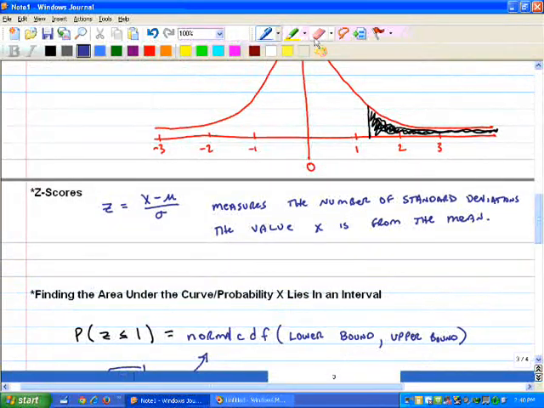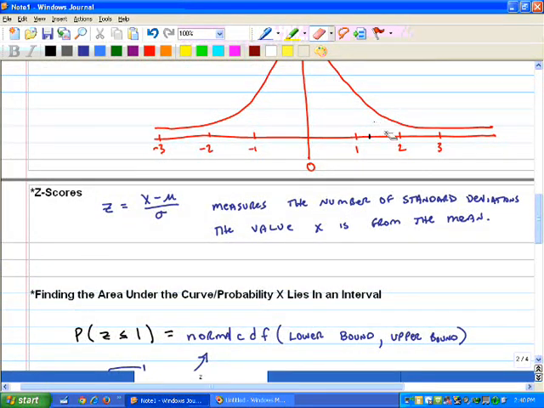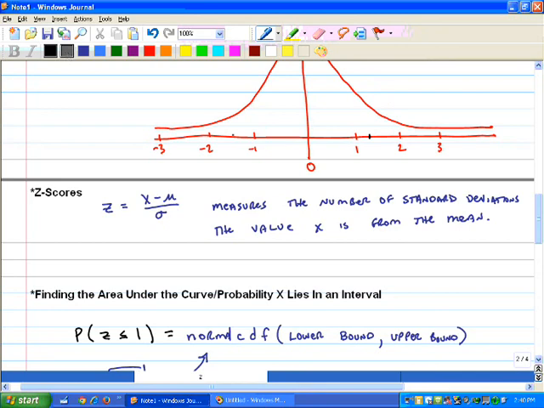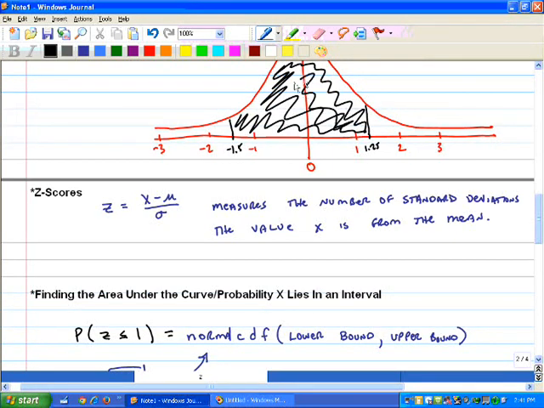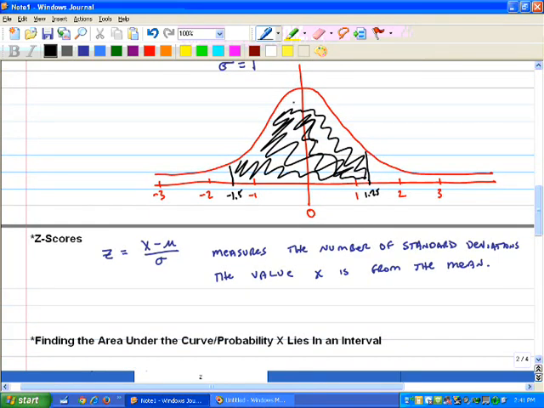We can do the same thing if we wanted to find the probability that z was between, let's say, negative 1.5 and 1.25. Between negative 1.5 and 1.25 would be the area under the curve between those two values, where negative 1.5 would be our lower bound and 1.25 would be our upper bound.